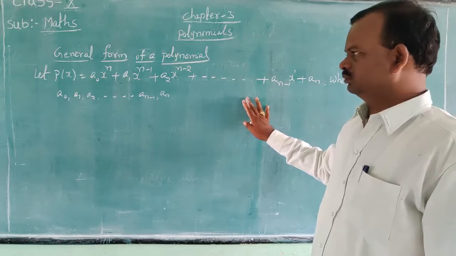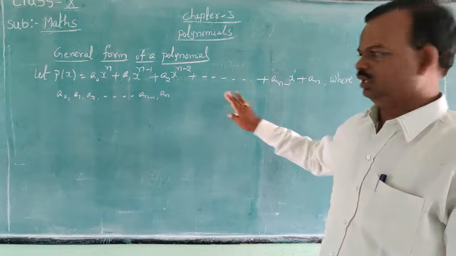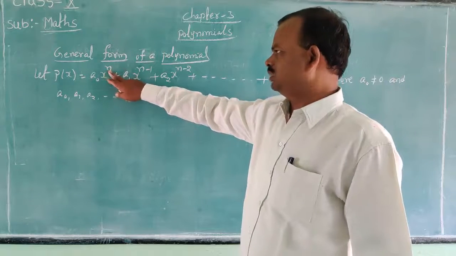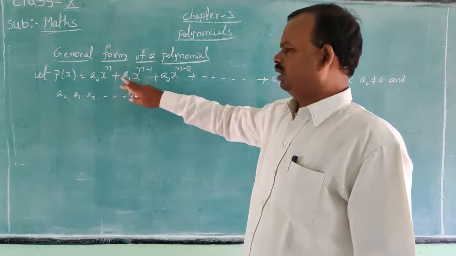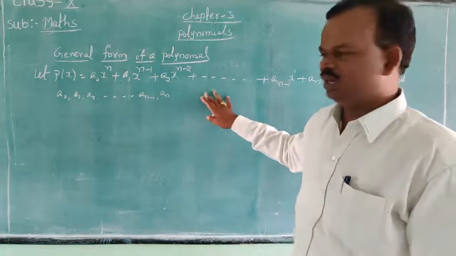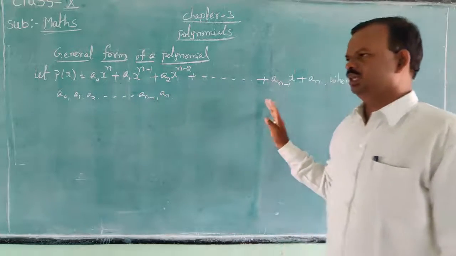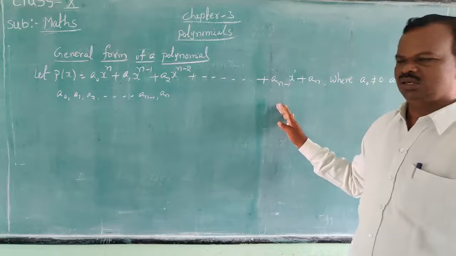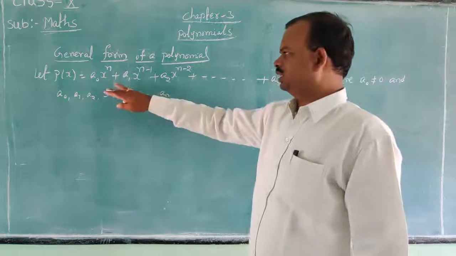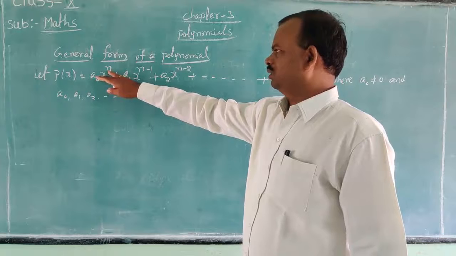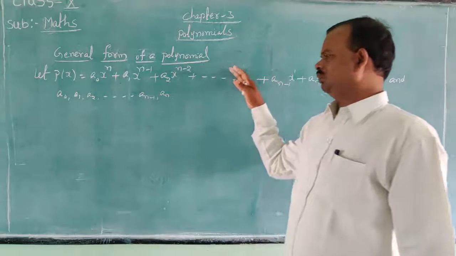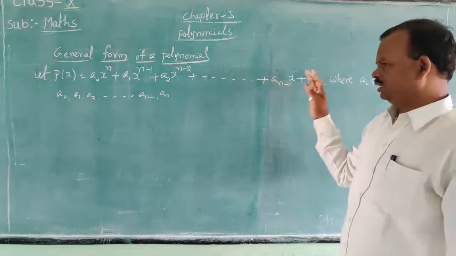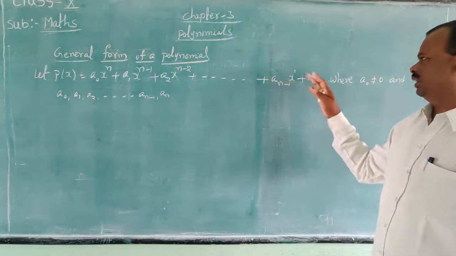This is called the nth degree, that means the highest power is n. So it is an nth degree polynomial in general form. Here the exponents are x power n, n minus 1, n minus 2, n minus 3, n minus 4, and it gradually decreases to 1 and 0.